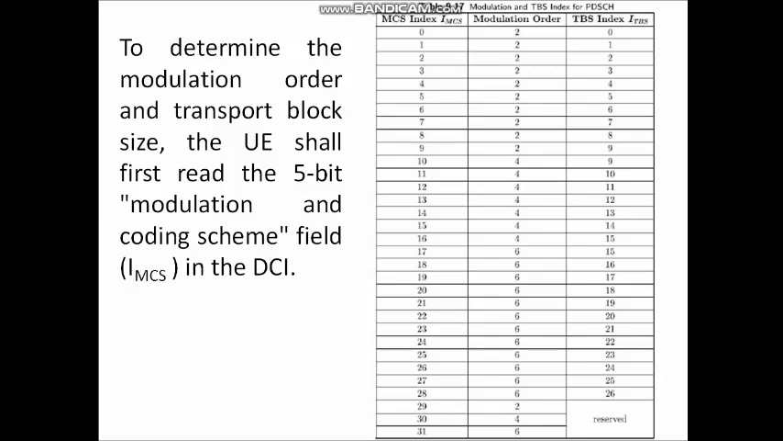Next, to determine the modulation order and transport block size, the user equipment shall first read the 5-bit modulation and coding scheme field, that is I_MCS, in the downlink control identifier. So, the length of this is 5 bits. Therefore, there are 32 combinations. So, these 32 different values are given in the first column. MCS index I_MCS varies from 0 to 31. Here TBS is the transport block size. So, based on this we can also find the TBS index.